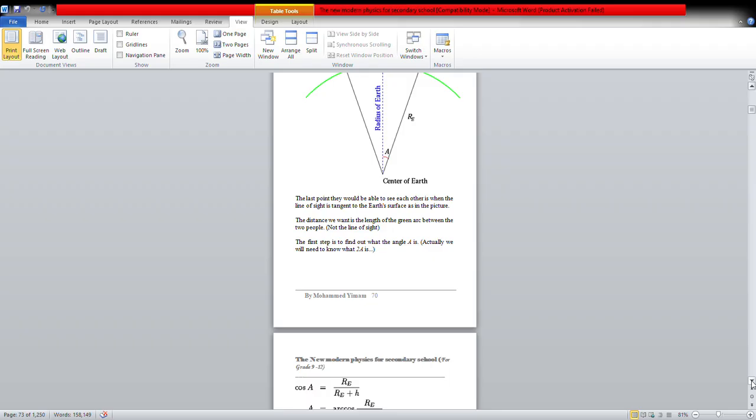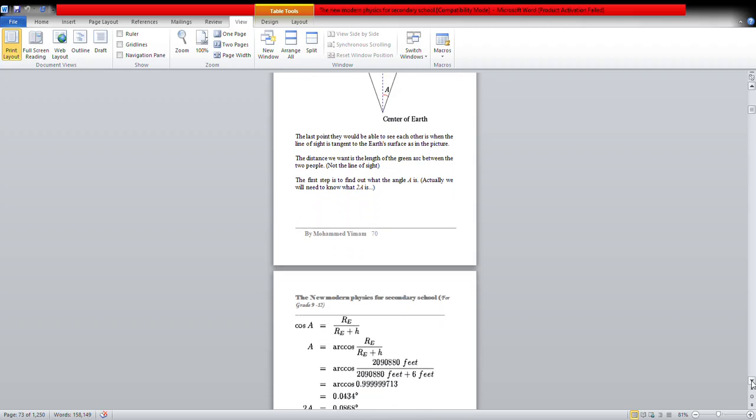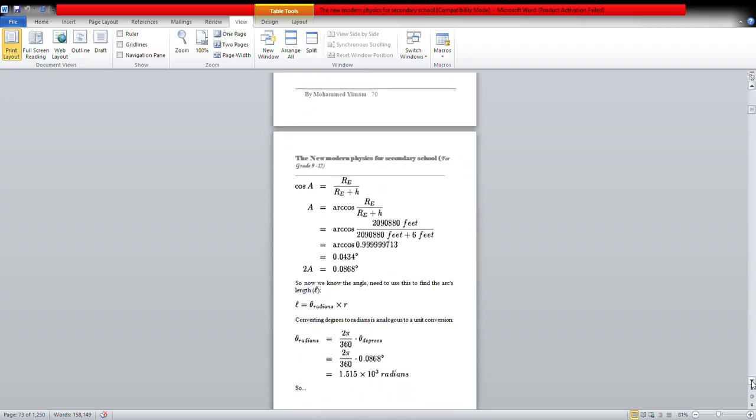The distance we want is the length of the green arc between the two people, not the line of sight. The first step is to find out what the angle A is. Actually, we will need to know what 2A is. Cosine of A is equal to the radius of the earth divided by the radius of the earth plus height. From the right angle triangle theorem, A is equal to arccos of the radius of the earth over the radius of the earth plus h.